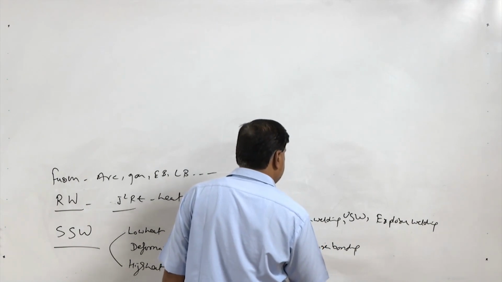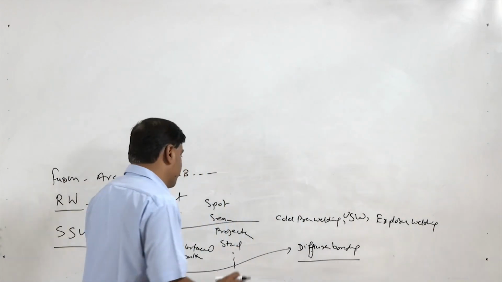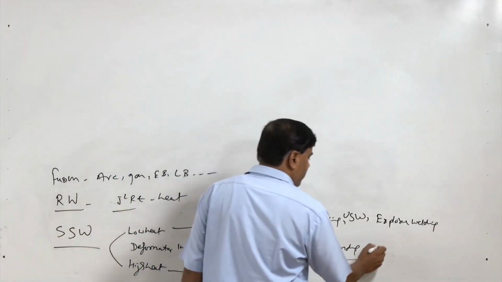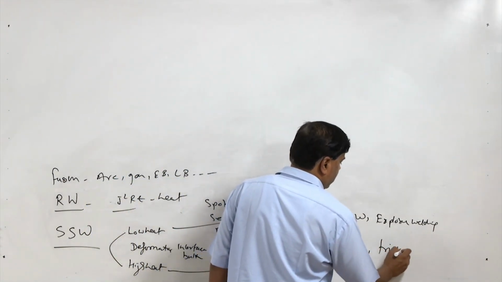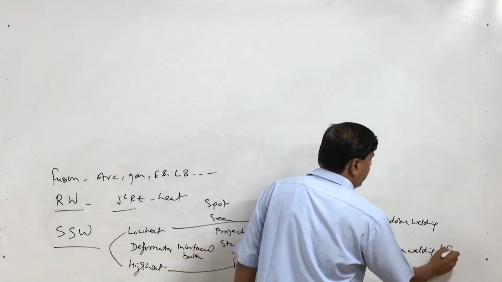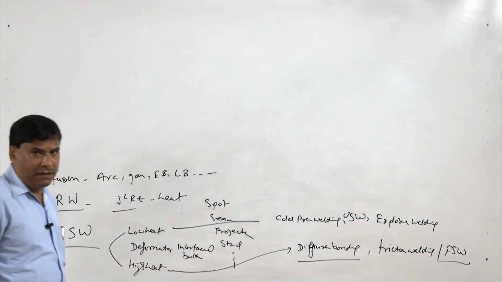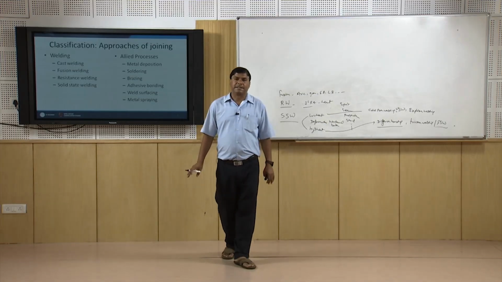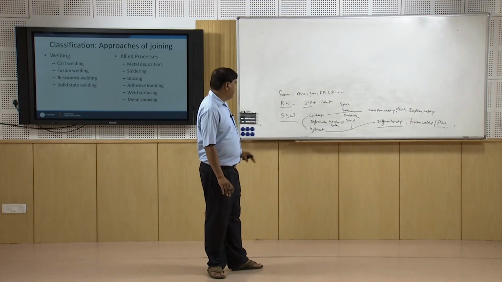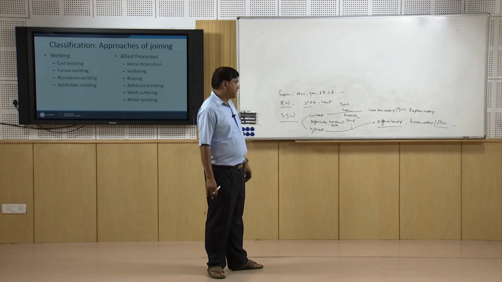So, diffusion bonding uses high heat to facilitate the diffusion. At the same time, friction welding and friction stir welding based processes all use a lot of heat, and because of that they are categorized under the category of solid state welding processes with high heat.